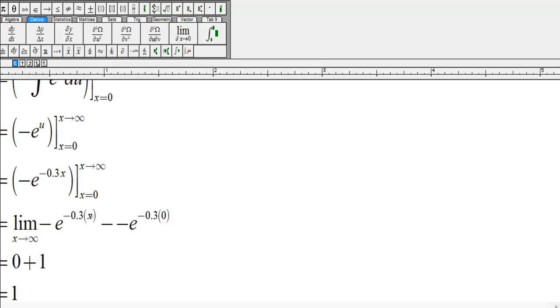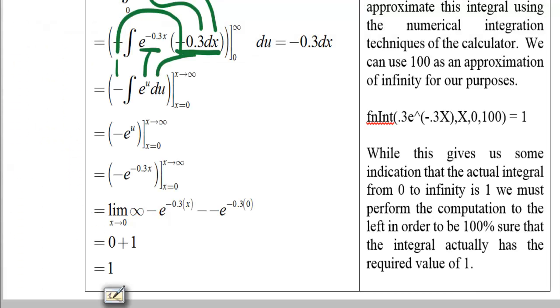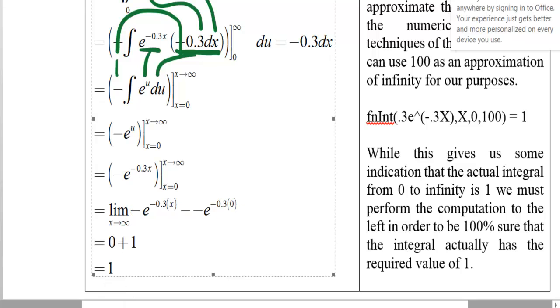The bigger x gets, the more negative, the further into the negatives this power gets. And so the smaller this whole thing gets, closer and closer to 0. So that limit is 0, add 1 is 1, and that satisfies the second condition, which we had to show.